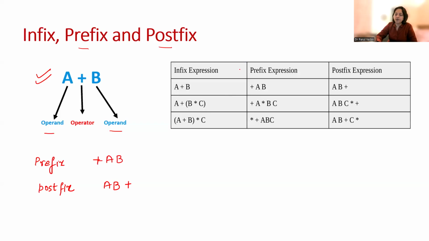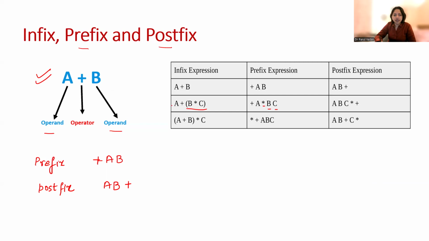So here we will apply the PEMDAS rule. First we will compute the parenthesis part. Now in this parenthesis we have B multiplication C. So what will be the prefix part? Prefix will be B multiplication C, so you will write multiplication, then B, and then C. So B into C will be multiplication, B and C. Operator will come before its operands.